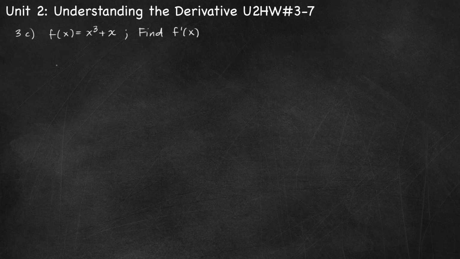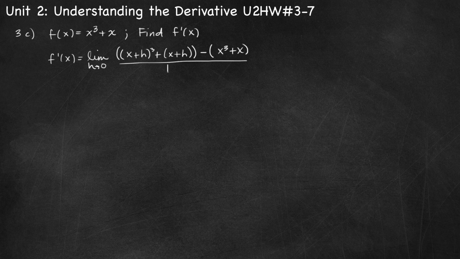Part C, f of x equals x cubed plus x. We want to find f prime of x. So f prime of x equals the limit as h approaches 0. F of x plus h means we go to our function f and we substitute in x plus h. So we get x plus h cubed plus x plus h. That's my f of x plus h. So I need that minus f of x, so my original function, x cubed plus x, and all of that is over h.